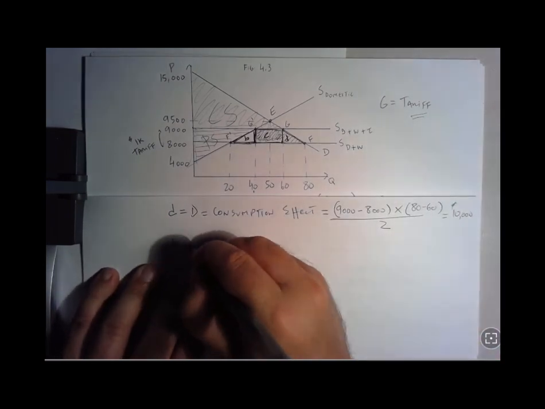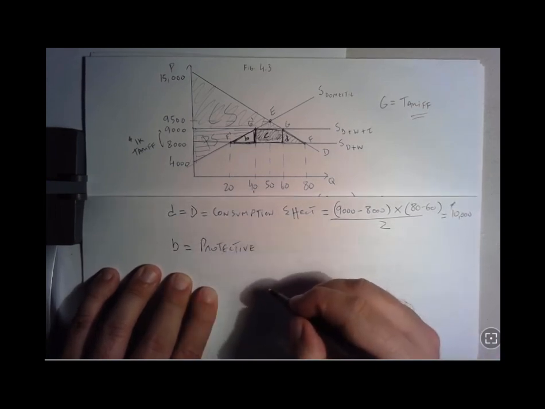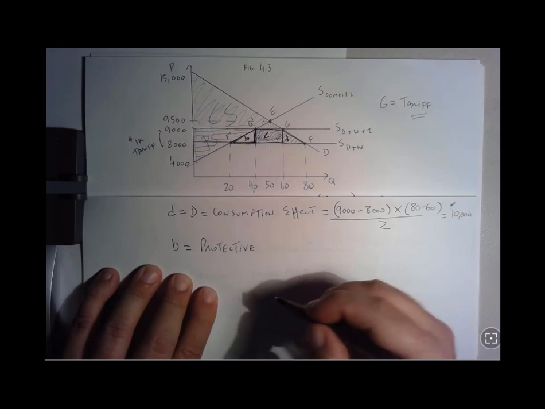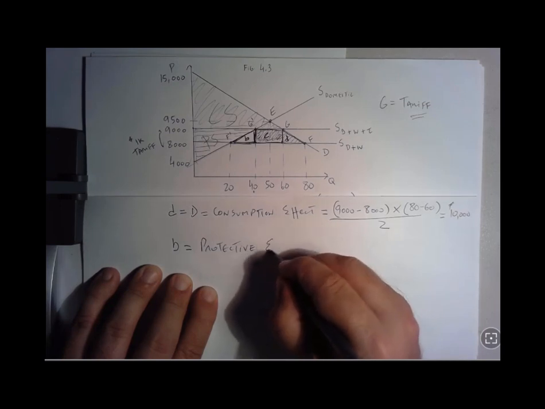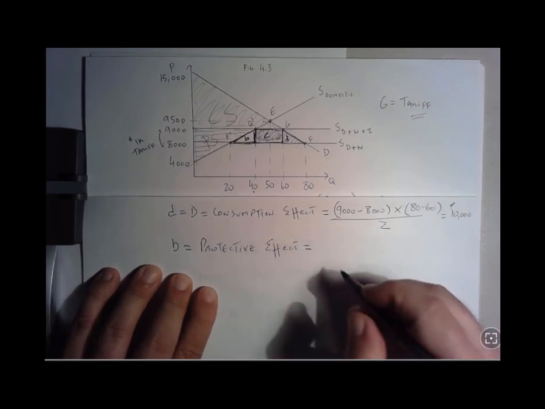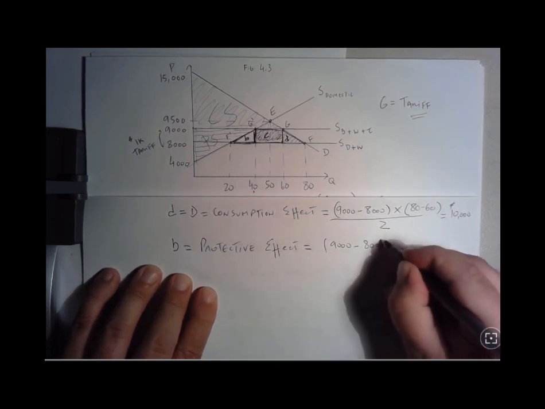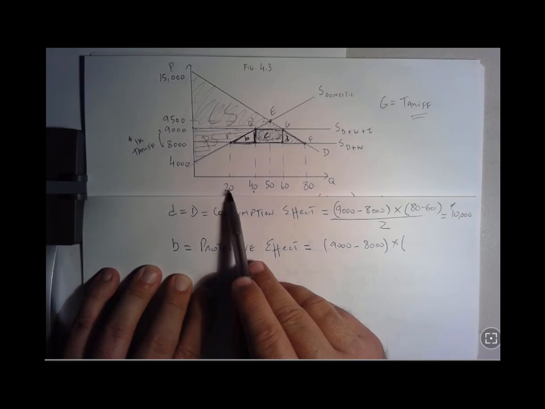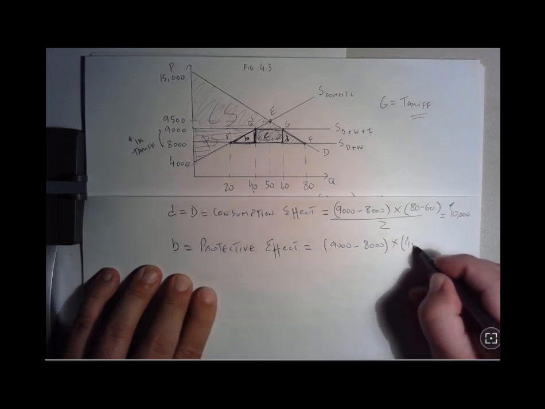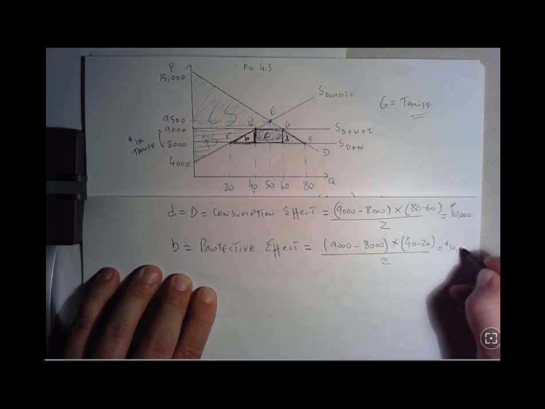So area B is what we call the protective effect, basically a measure for quantifying the losses from protecting domestic consumers, the losses that the economy incurred in order to protect the domestic producers. So again it is equal to the rise over the run, measured by the new equilibrium price minus the previous equilibrium price at the free trade, times the run, how much is production now, how much it was under a free trade scenario. And this amounts to $10,000 as well.